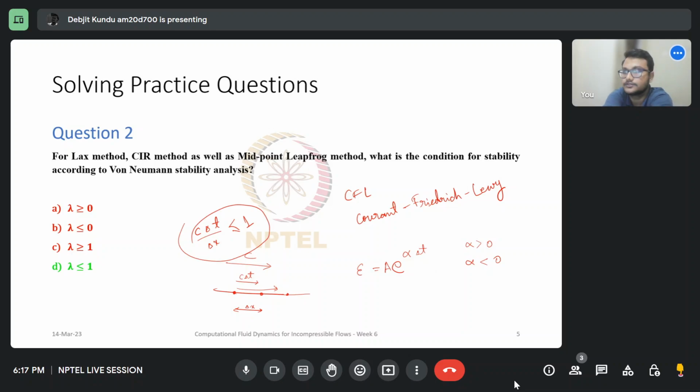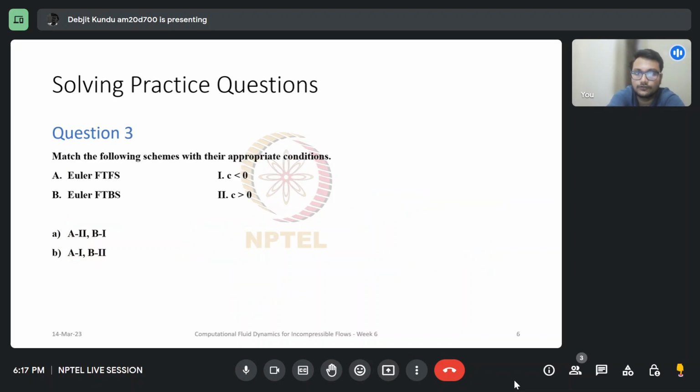Okay. So we will move on to question number 3 of today's session. Question number 3 says match the following schemes with their appropriate conditions. So there is Euler FTFS and Euler FTBS. Now these schemes are not appropriate for all conditions. They are appropriate for some specific conditions only. Those conditions are listed in the right hand column.